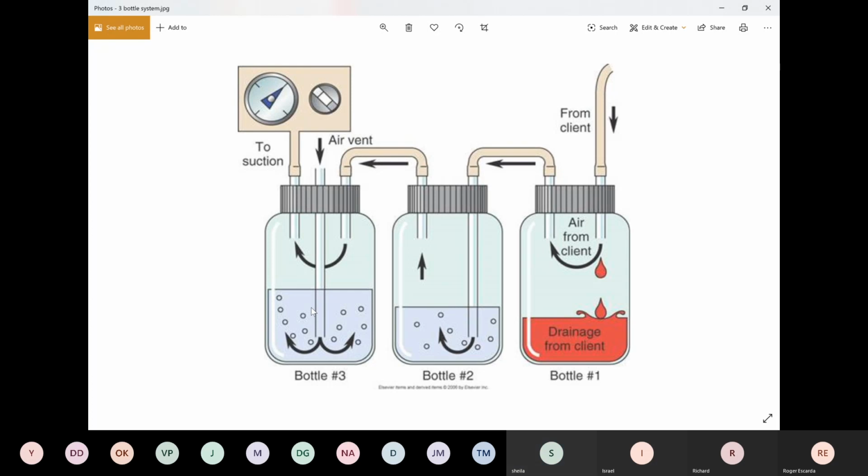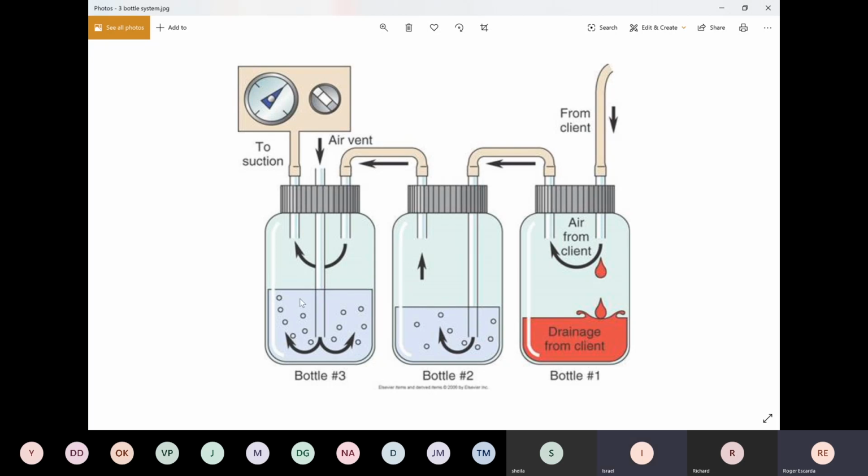Water. Mercury. Mercury is heavier, right? So this one is the height of the water.